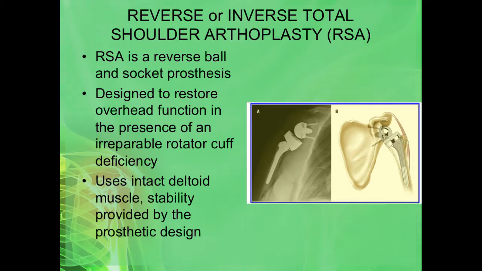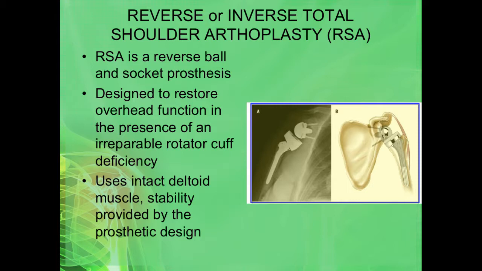So here you can see that the RSA is a reverse ball and socket prosthesis. So you have the convex glenoid moving on the concave humeral head. So it's designed to restore overhead function in the presence of an irreparable rotator cuff deficiency. So you will really see this procedure being done in patients who have osteoarthritis, but they have major rotator cuff arthropathy.